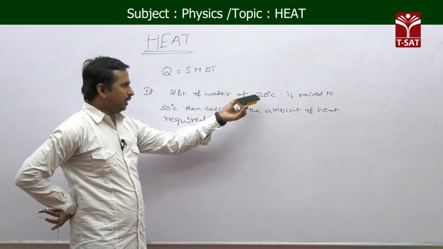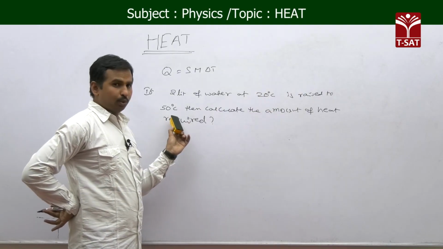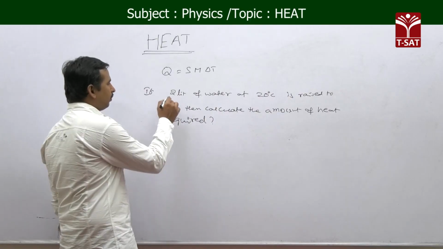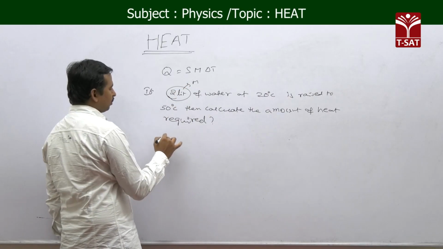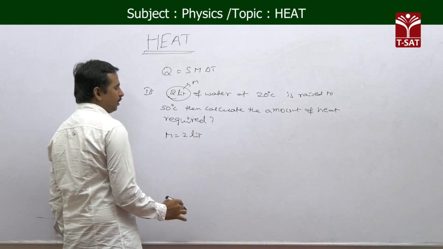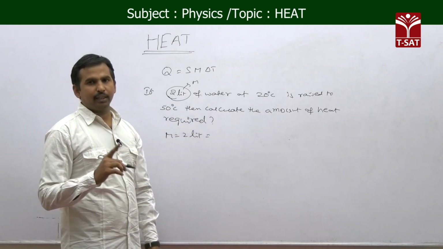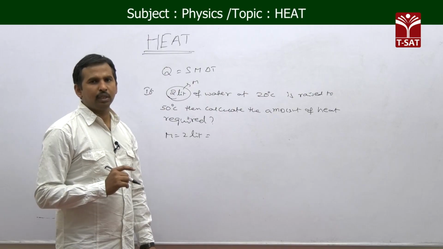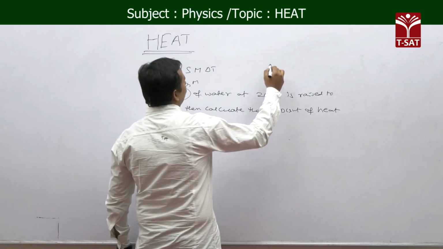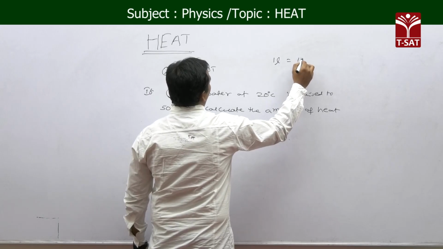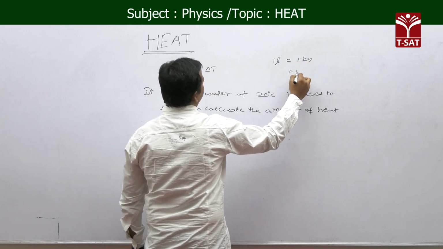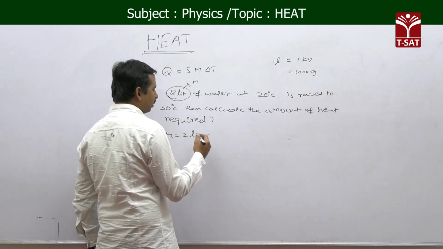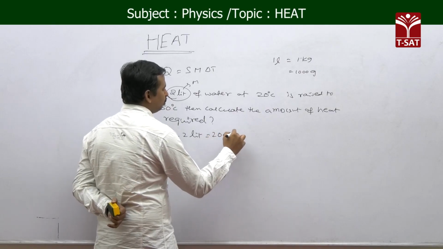If 2 liters of water at 20 degrees Celsius is raised to 50 degrees Celsius, then calculate the amount of heat required. Here we have the mass, which is 2 liters. We have to convert that into grams if we are using the CGS system, or into kgs if we are using the SI system. We already know that 1 liter of water is equal to 1 kg, and 1 kg is equal to 1000 grams. As we have 2 liters, it is 2 kgs, which means 2000 grams.